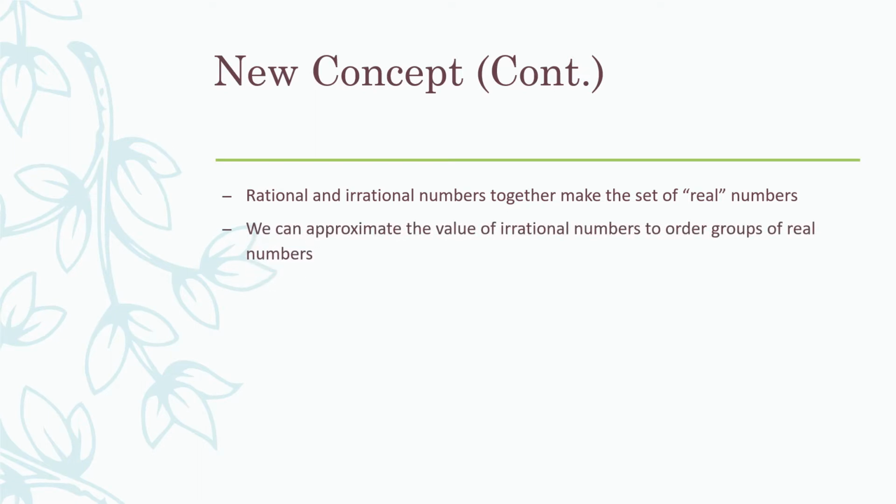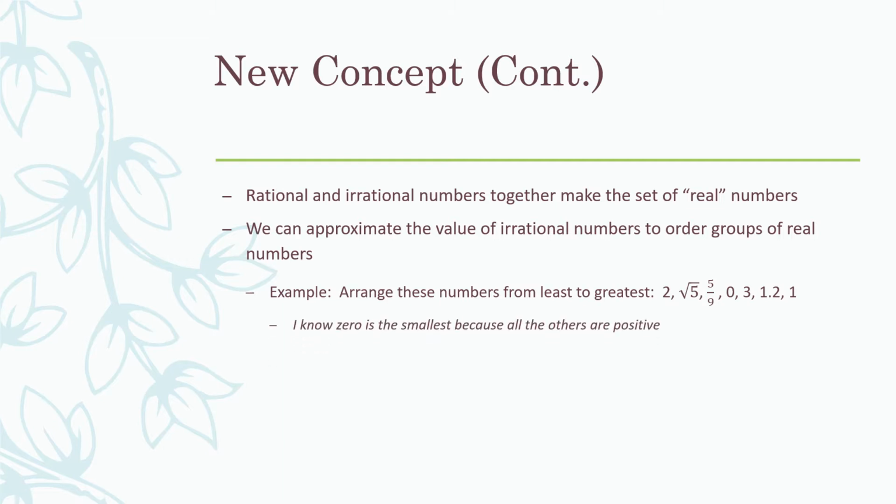We can approximate the value of irrational numbers in order to order groups of real numbers. So for example, this looks kind of crazy, but if we have the numbers 2, square root of 5, 5/9, 0, 3, 1 2/10, and 1, and we want to put them in order from least to greatest, we're going to first figure out what we know about each of these numbers. Since there are no negative numbers on this list, I know that 0 is going to be my least. So that one's easy.